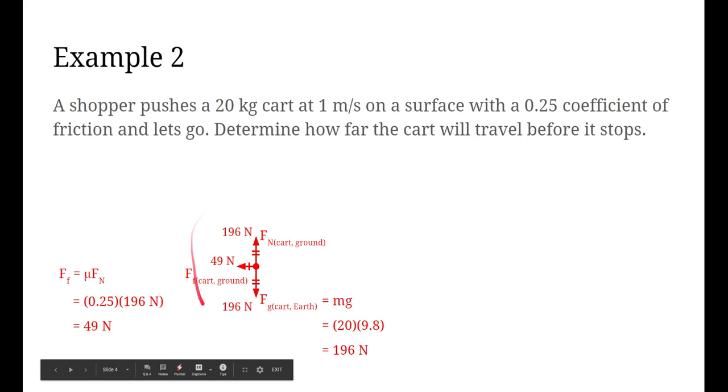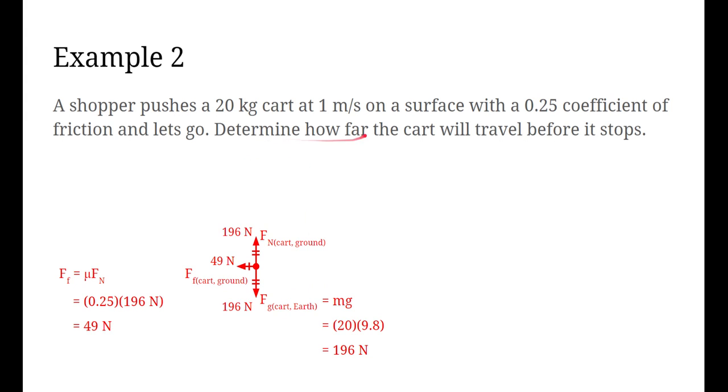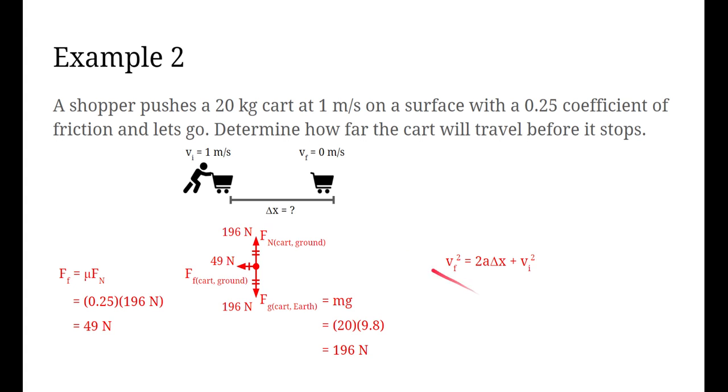So we have a fully calculated force diagram, but this question isn't asking about the force diagram. It's actually asking about how far the cart will travel, which is a displacement. So at this point, it might be good to start the d-guess method and draw a diagram of our situation. We have the cart moving at 1 meter per second at the beginning and then not moving at the end, and we need to figure out how far it moved. So looking at our initial velocity, our final velocity, and the displacement that we do not know, the equation that comes to mind is this one, since no mention of time is made in the problem at all, and this equation doesn't rely on time.